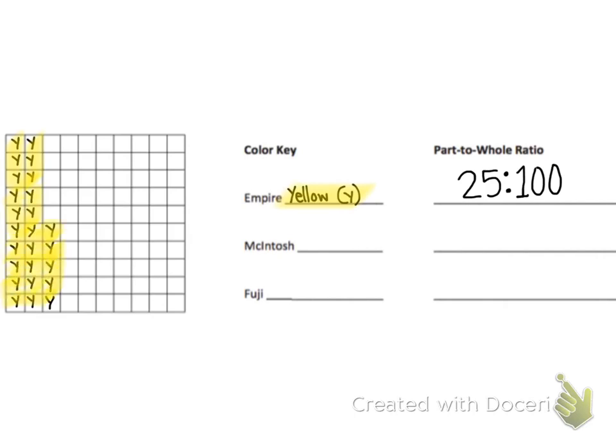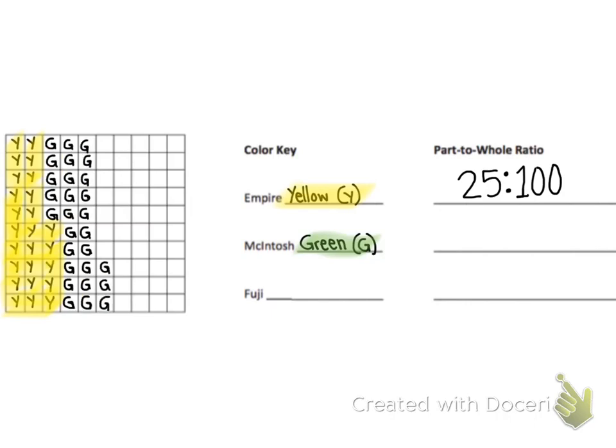And color it in. Okay, next we have Macintosh. And I'm going to use green. And it was 30%. So I'm going to shade in 30 units. And color them green. And my ratio is 30 to 100. 30 being the part, 100 the whole.